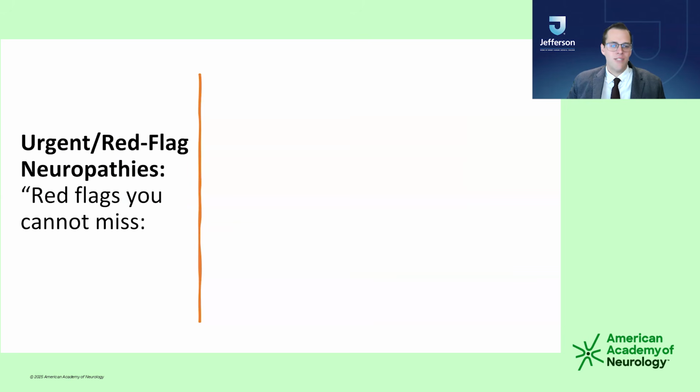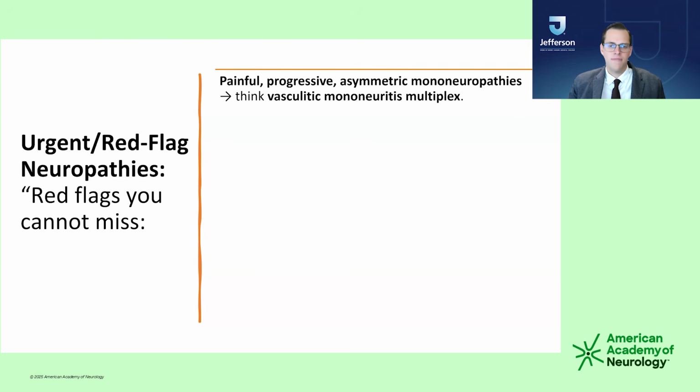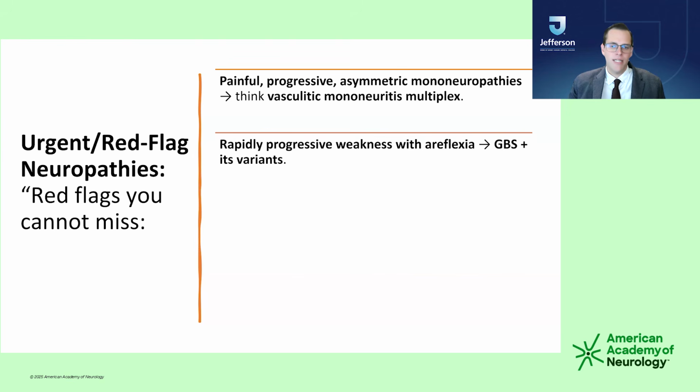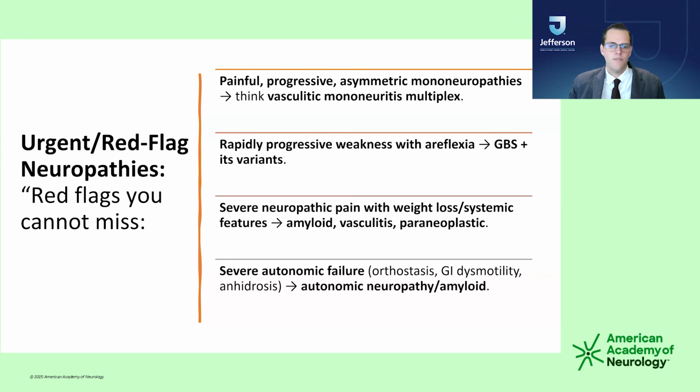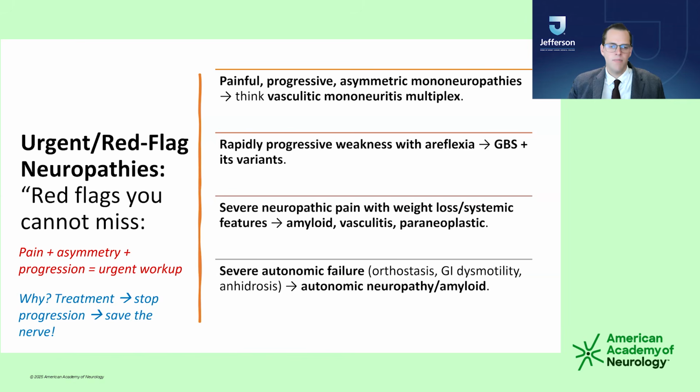So let's think about urgent red flags you need to know and can't miss for neuropathies. Painful, progressive, asymmetric mononeuropathies, think vasculitic mononeuritis multiplex. For rapidly progressive weakness with areflexia, think GBS plus its variants. For severe neuropathic pain with weight loss and systemic features, think amyloid, vasculitis, or paraneoplastic. For severe autonomic failure, such as orthostasis, gastrointestinal dysmotility, impaired sweating, think autonomic neuropathy or amyloid. So pain plus asymmetry plus aggression equals urgent workup. Why? Because treatment can stop progression and save the nerve.